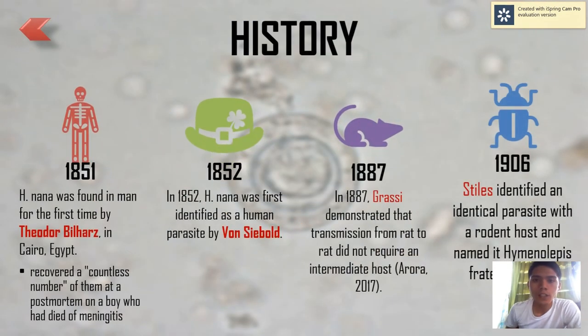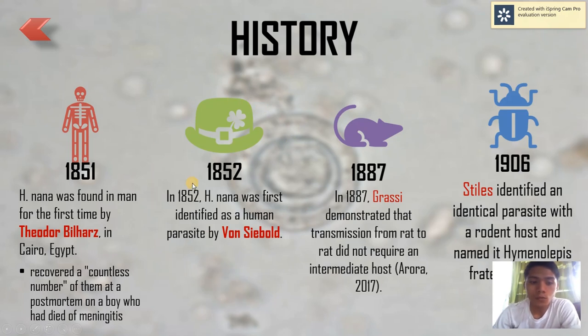Now, a brief history of our parasite. In 1851, Theodor Bilharz discovered H. nana in a biopsy of a boy. He recovered a countless number of Hymenolepis nana in the body of the boy.